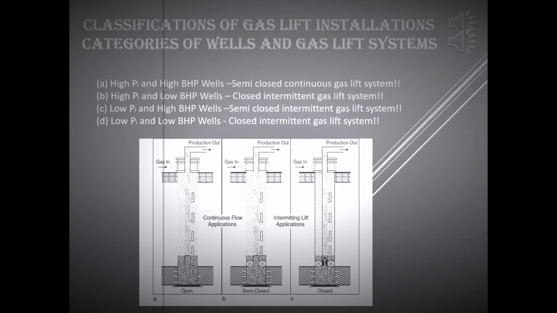Next up, categories of wells and gas lift systems. It defines where above classifications have to be used. A. High PI and high BHP wells, mainly uses semi-closed continuous gas lift system. B. High PI and low BHP wells, mainly uses closed intermittent gas lift system. C. Low PI and high BHP wells, mainly uses semi-closed intermittent gas lift system. D. Low PI and low BHP wells, mainly uses closed intermittent gas lift system.